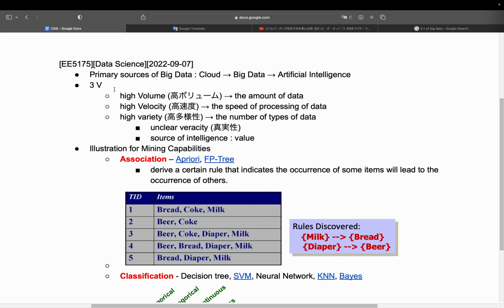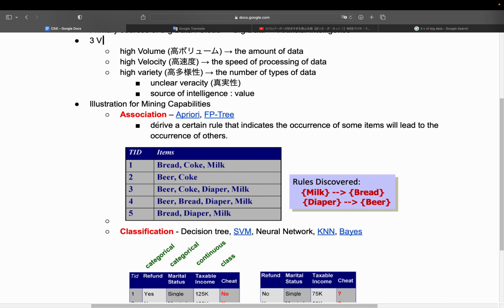So we went through the three dimensions of big data: high volume, high velocity, high variety, and the four properties in illustrating the mining capability: association, classification, clustering, and anomaly detection.